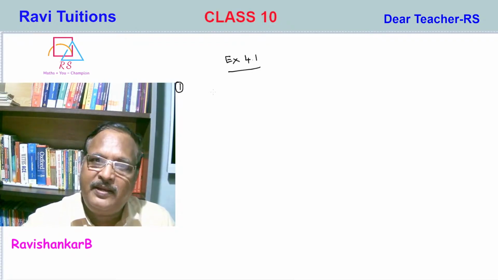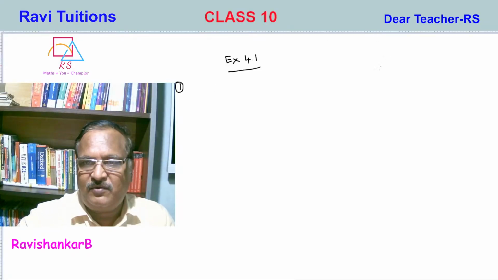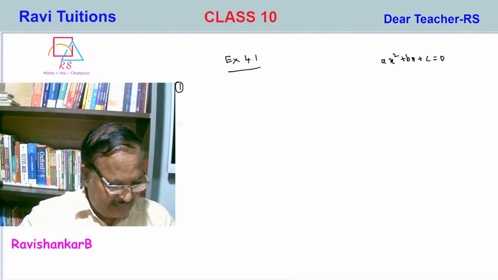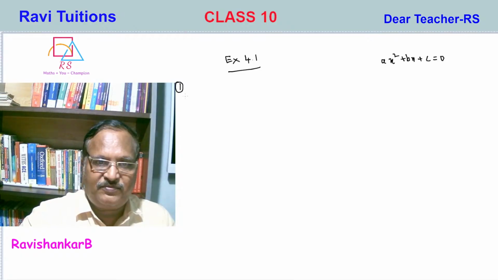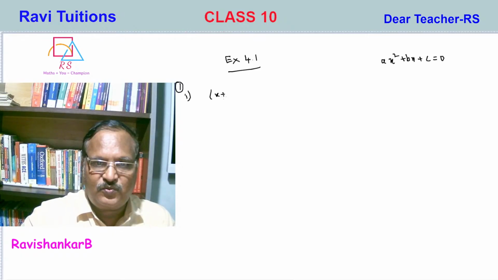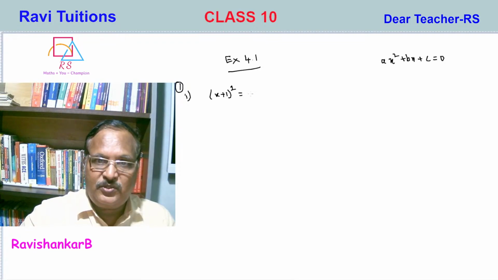You have to bring the entire equation to the standard form. So the standard form, again I will remind you, is ax square plus bx plus c is equal to 0. This is the standard form, so only 3 terms would be there. Now in the first bit, what he has given is x plus 1 whole square is equal to 2 into x minus 3.